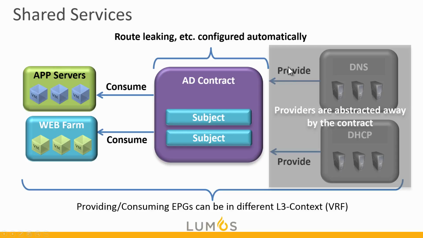And again, if these were in the common tenant and the common VRF, and these app and web were in a specific tenant and a specific VRF, then note that as long as we had shared flagged for our subnets in the DNS DHCP bridge domains and in our app web bridge domains subnets, the route leaking would be configured as soon as we did the contract.